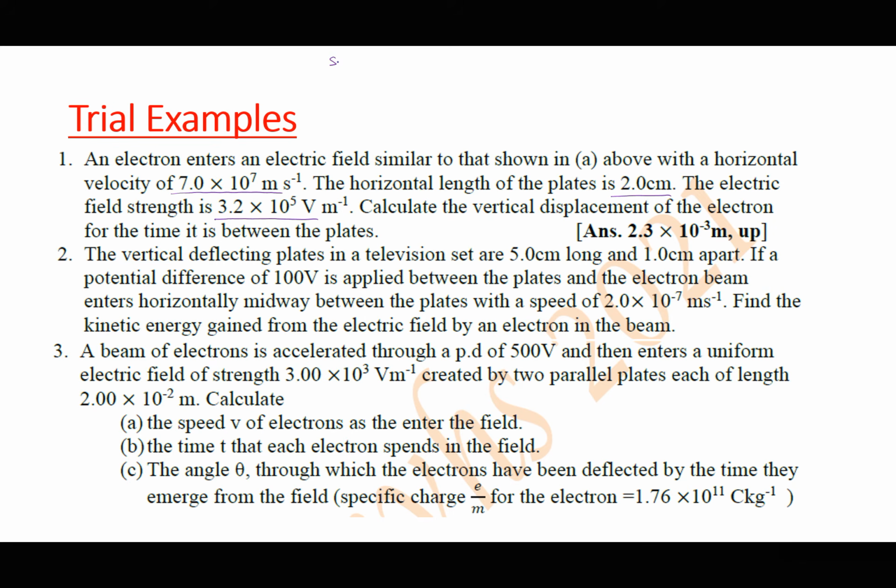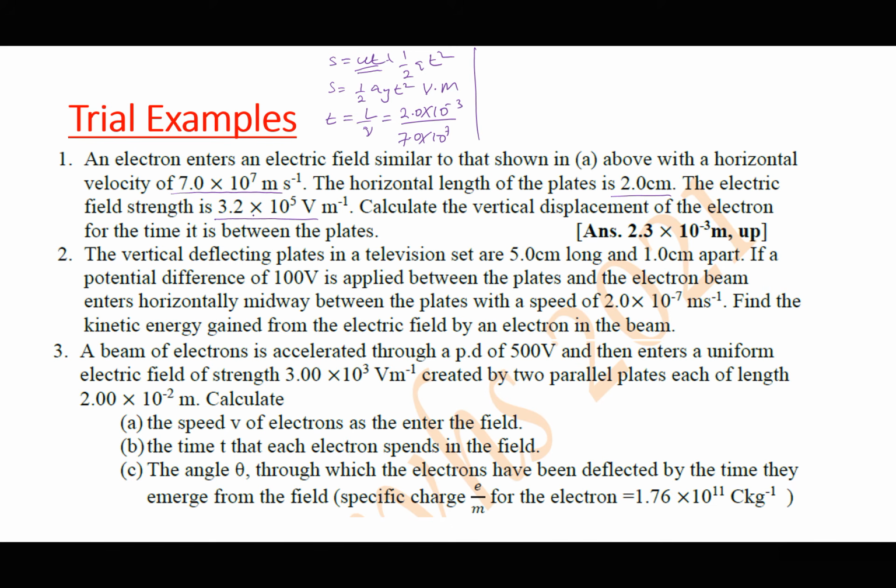So S is going to be equal to ut plus a half at squared. In the vertical, initial velocity is 0, so it means S is going to be equal to a half times acceleration in the vertical times t squared, if I consider vertical motion. If we consider horizontal motion, we have already seen that the time between the plates is L over V. So this time will simply be L, which is 2.0 times 10 power negative 3, divided by V, which is 7.0 times 10 power 7. That gives us the time between the plates.